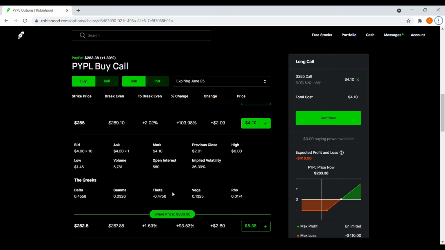Next, we are going to be talking about Vega. Vega's domain is implied volatility, which is right here. Vega estimates how much the premium may change with each 1 point change in the implied volatility. So if this changes by 1 point, it'll be 37%. If the implied volatility percentage decreases by 1 percentage point, the premium would be expected to drop by the Vega, which is 0.13. So if this implied volatility percentage goes down to 0.35, so does your premium, and vice versa.